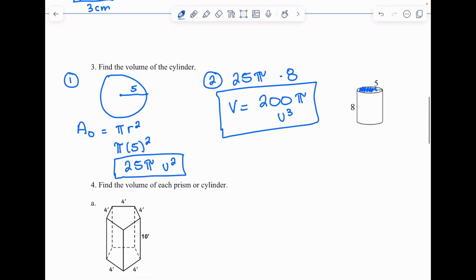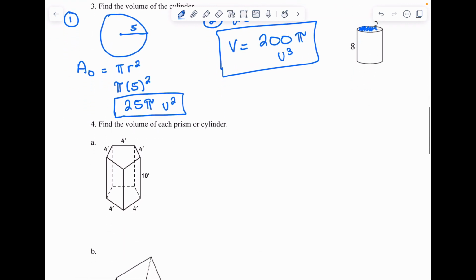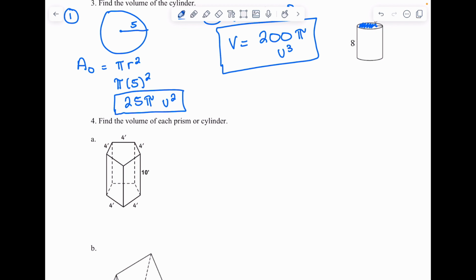Let's try another one. Find the volume of each prism or cylinder. In A, my base is a pentagon. And remember, to find the area of a pentagon, I need to split the pentagon into triangles, find the area of one of these triangles, and then multiply by how many triangles I have. So it looks like each side is 4.